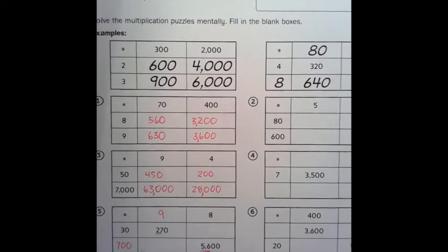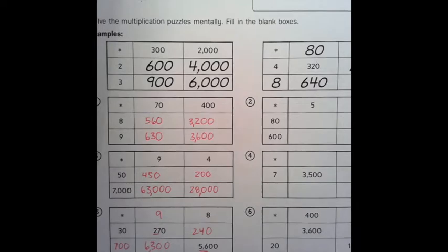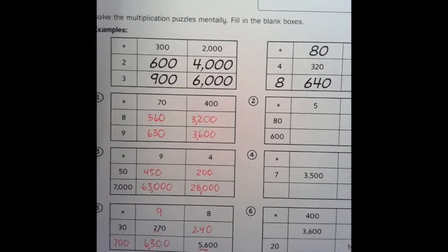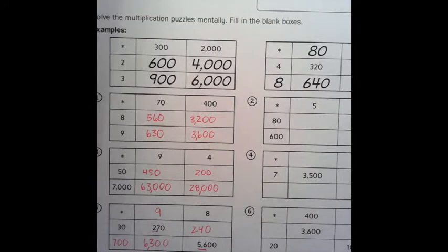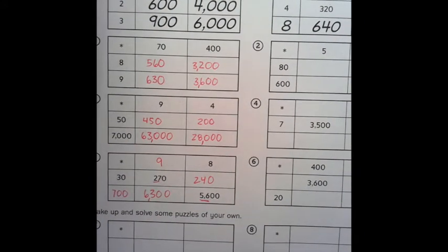We know that 8 times 30 is, well, if we start with our basic fact, 8 times 3, that's 24. And then we add our 0 for 240. Now 9 times 7, we know is 63. We're going to add our 2 zeros there, and go back and put our comma for 6,300. Okay, so for 7 and 8, you need to go ahead and make up puzzles of your own. So make sure to see what you come up with.